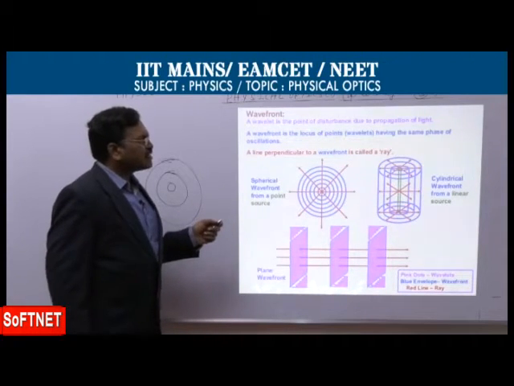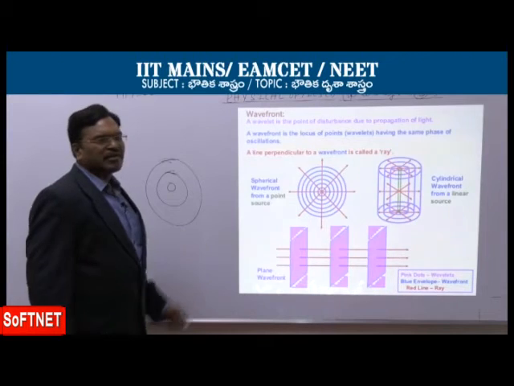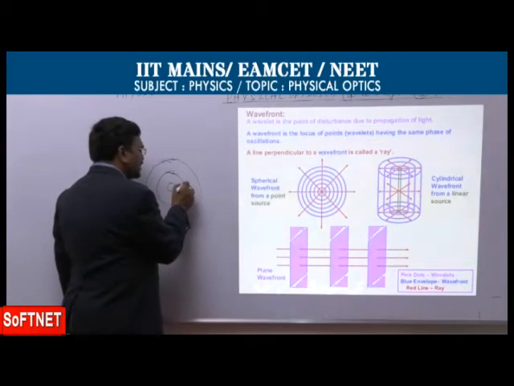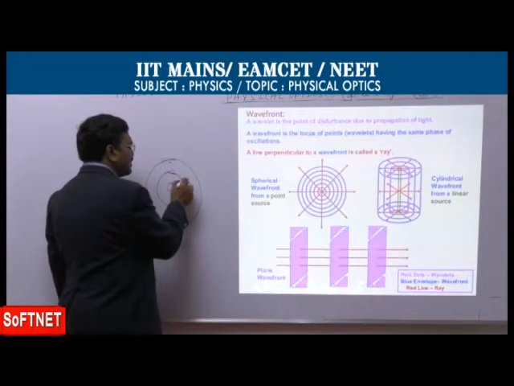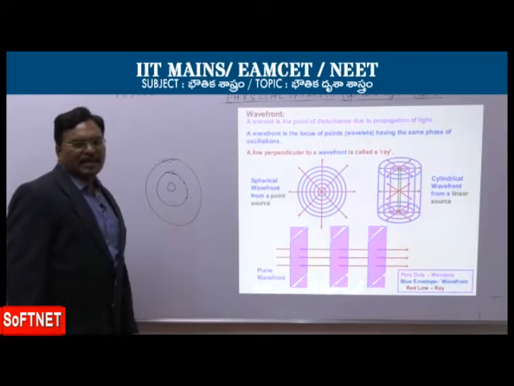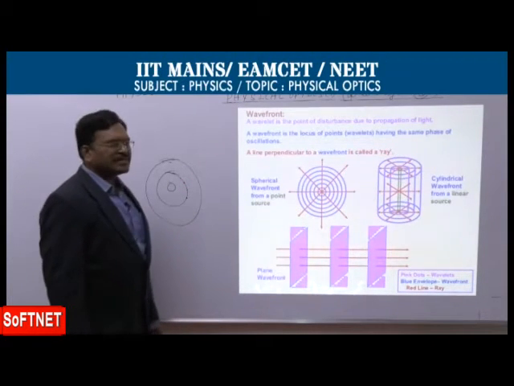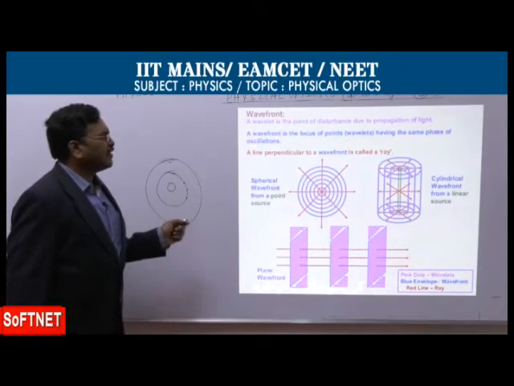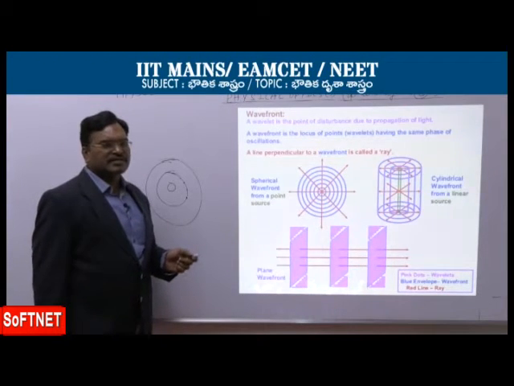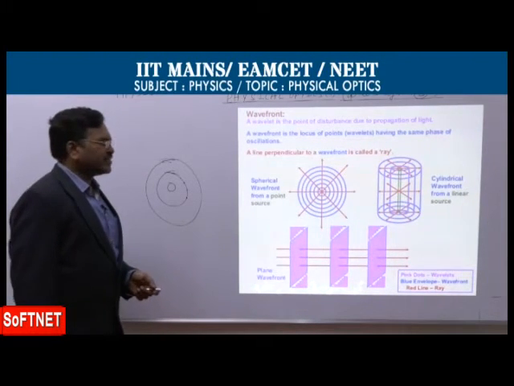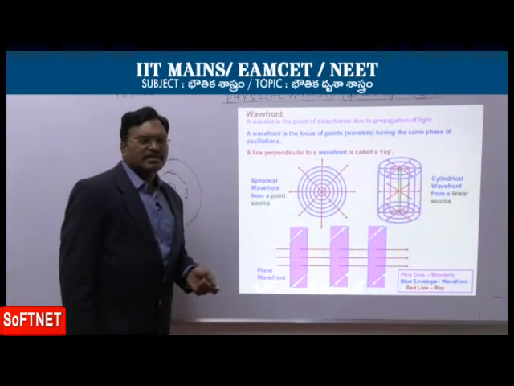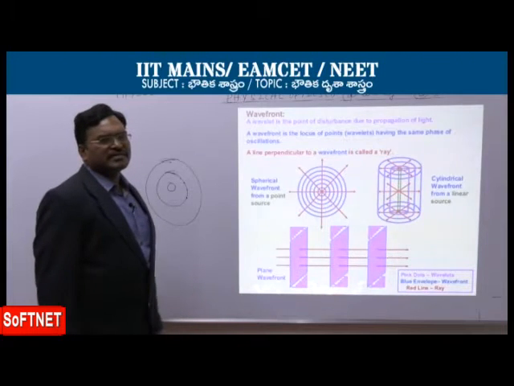A wavefront is a locus of points having the same phase of oscillations. Suppose every point on the wavefront has the same phase. What is the phase difference between two points on the wavefront? Zero. Conceptual question, remember this. Wavefront is the locus of points having the same phase of oscillations, meaning the locus of all points which are in the same phase.